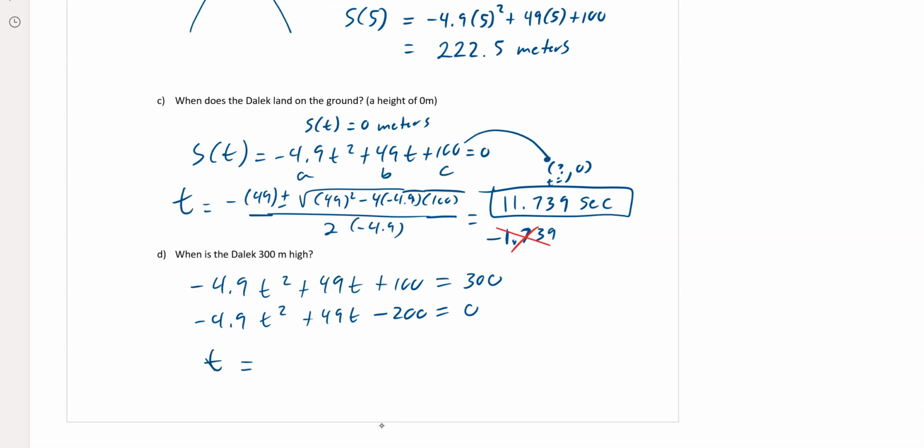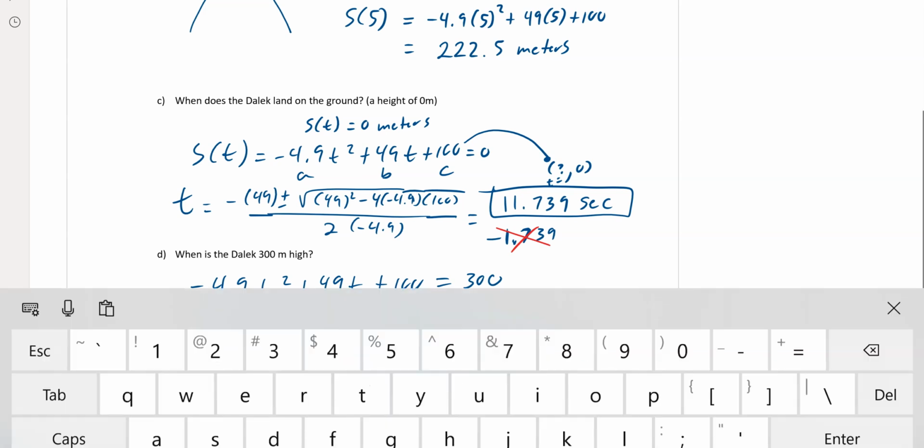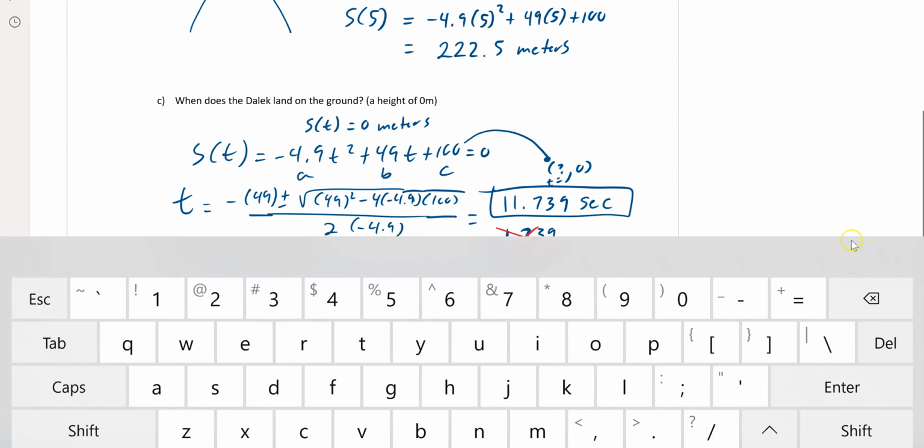T equals, right, and it's negative 49 plus or minus the square root of 49 squared minus 4 times negative 4.9 times negative 200, all over 2 times negative 4.9. Now on this one, you do have to use both. So what does that look like?